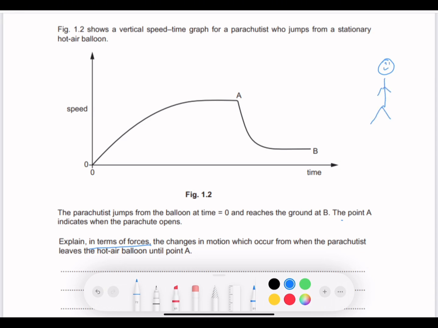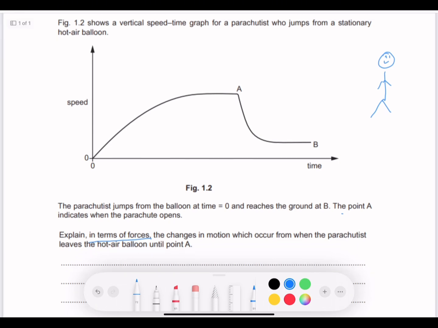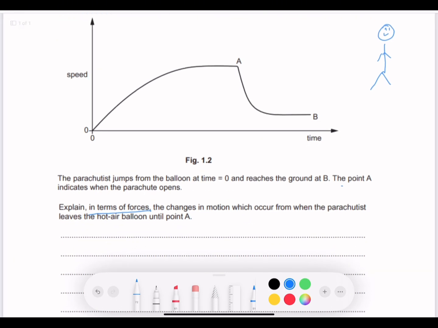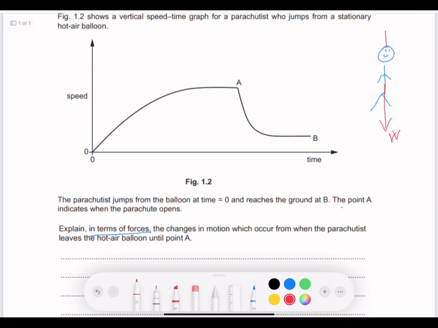There are two forces acting on Skydiver. One is weight, which is the force of gravity pulling the Skydiver downward towards the earth. This force acts downward and is constant throughout the fall. And another force is the air resistance, which acts in the opposite direction to the motion.